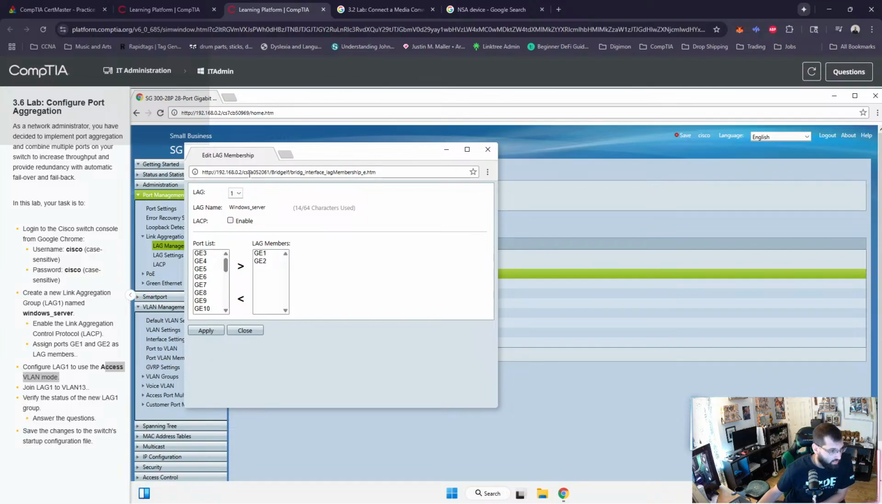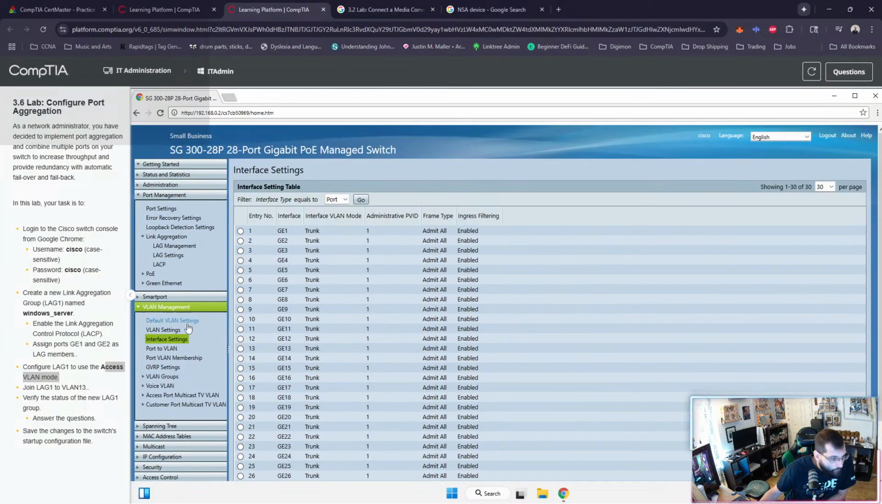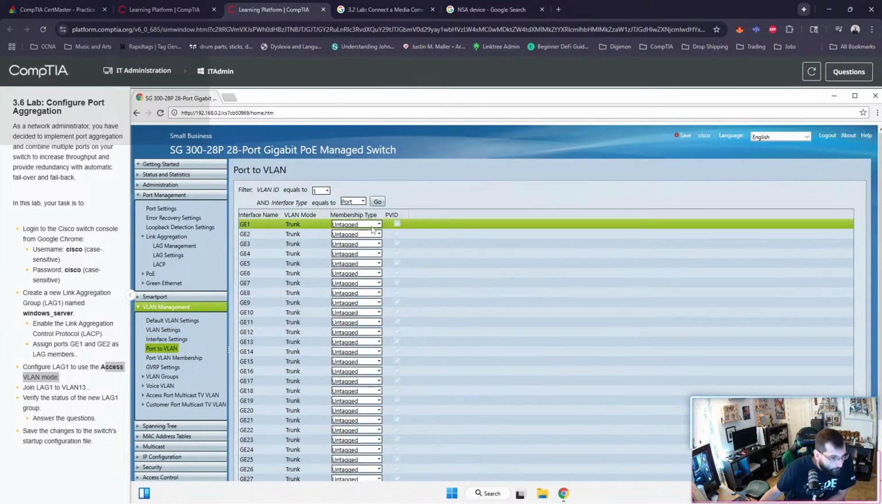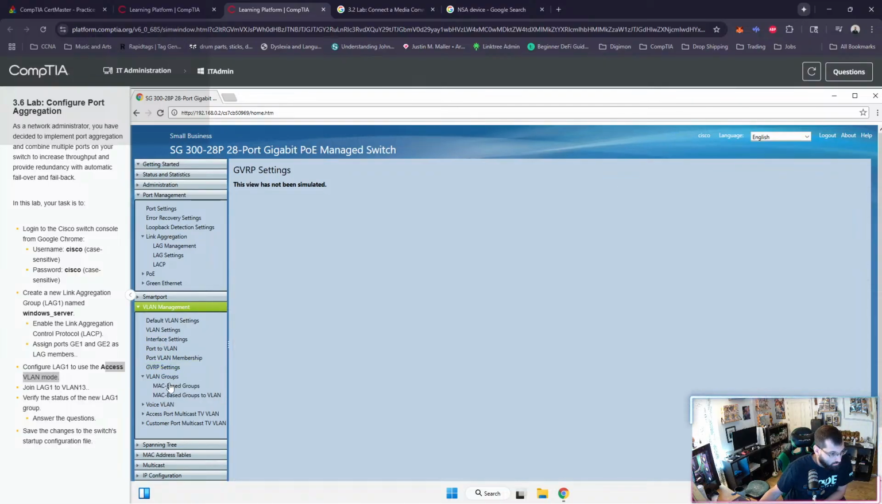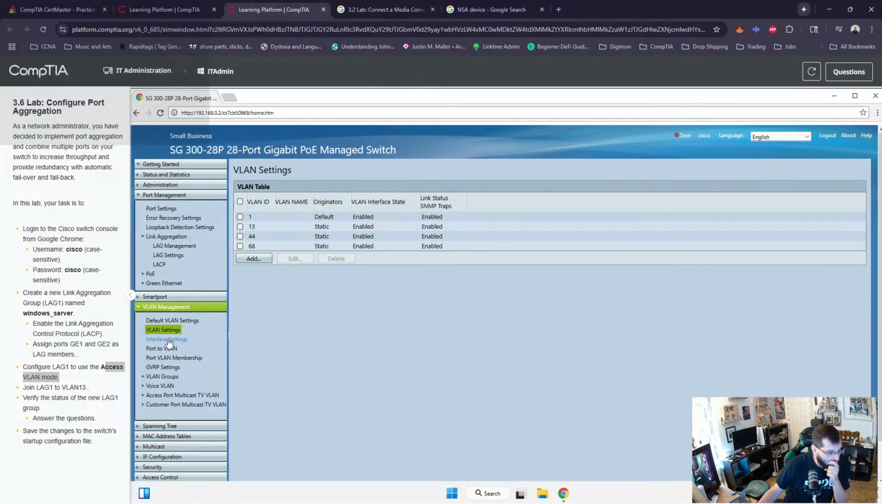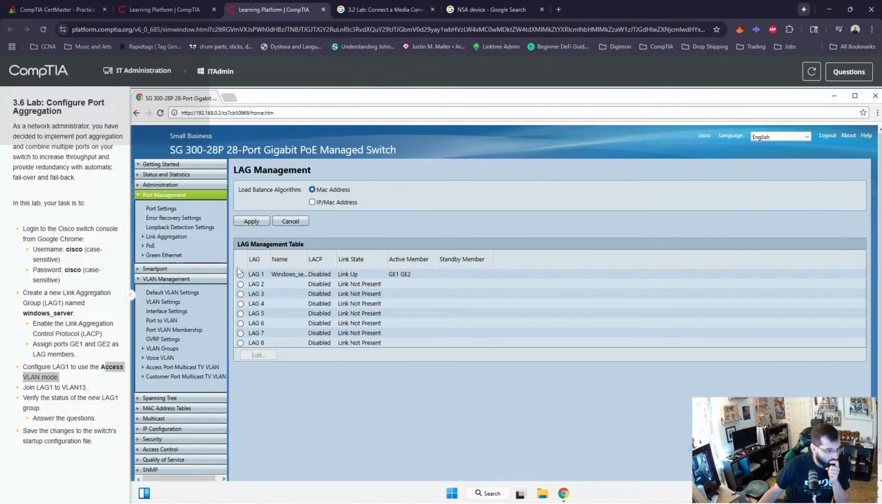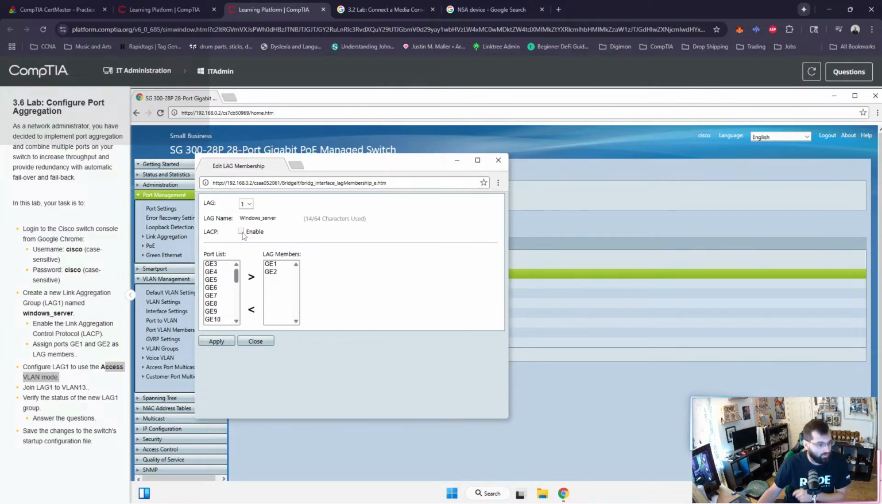Join LAG1 to VLAN 13. It's got to be in VLANs. Maybe it's back over here. Maybe I just missed it. No. No, that's all done. I don't think enabling that's going to do anything.